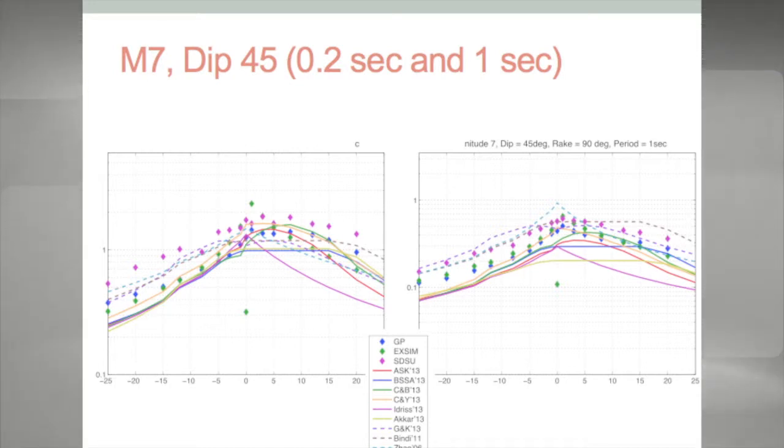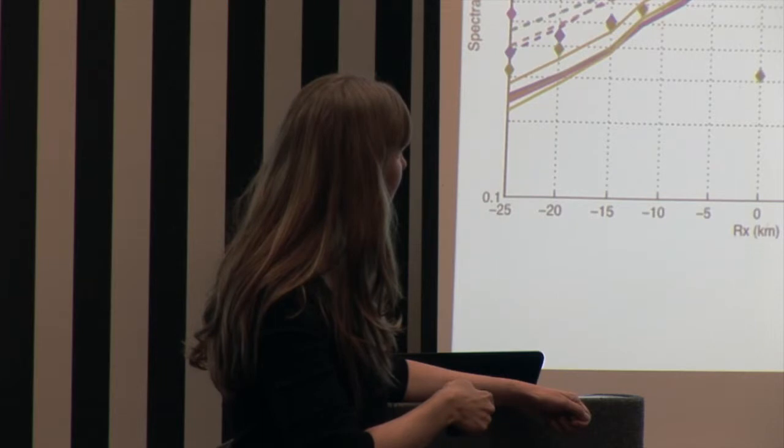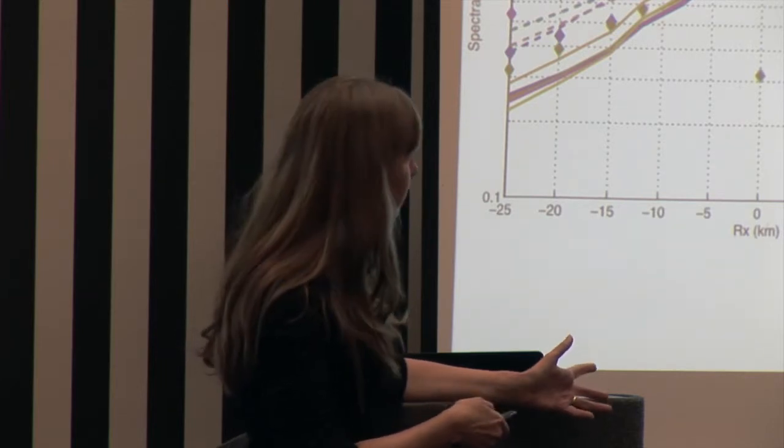Once you're starting to get to the G&K, Bindi, and Zhao, you are a lot higher. You can see that SDSU is pretty much higher than the other methods. Coming across on the other side, SDSU is higher than most of the other GMPEs. But again, you have a wide variability in the GMPEs, and you actually have a smaller variability within the simulations.